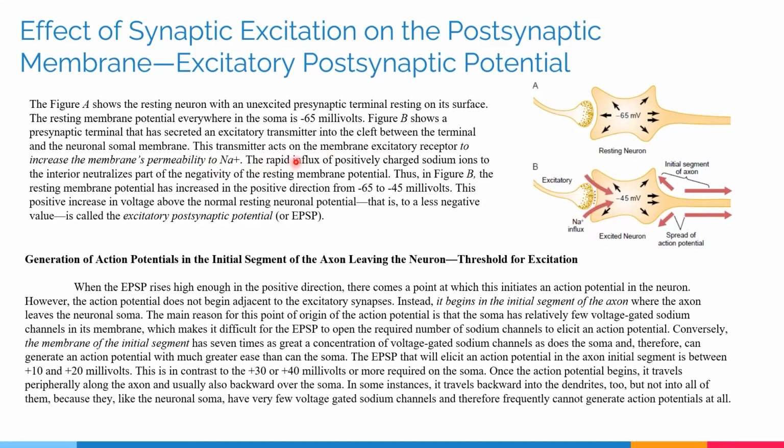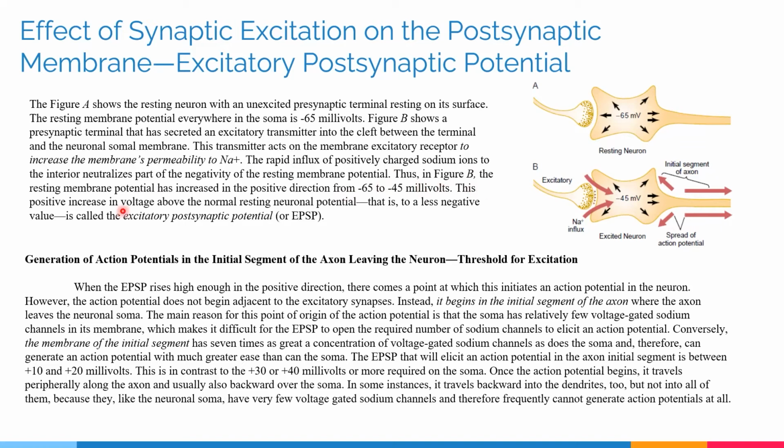This transmitter acts on membrane excitatory receptors to increase the membrane's permeability to sodium ions. This rapid influx of positively charged sodium ions to the interior neutralizes part of the negativity of the resting membrane potential. As we know, the resting membrane potential of a neuron is always negative in nature.